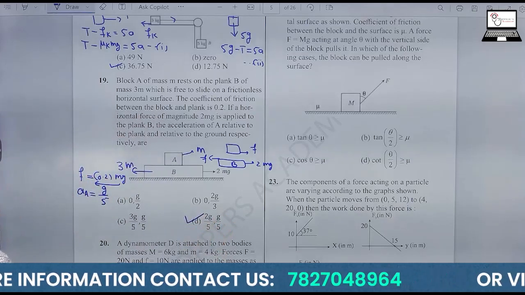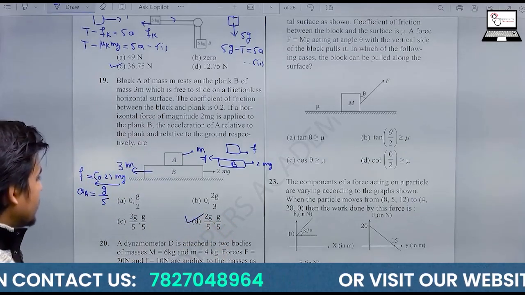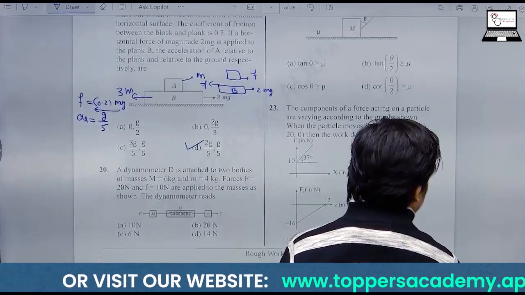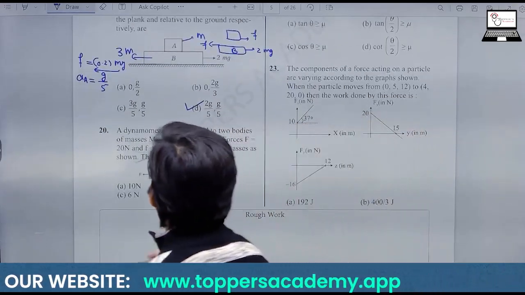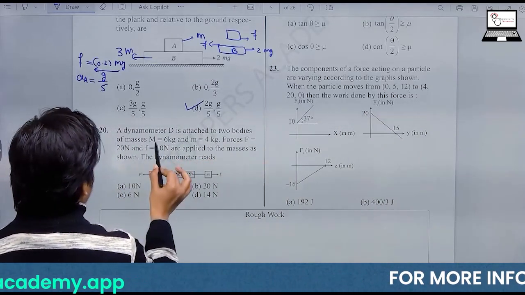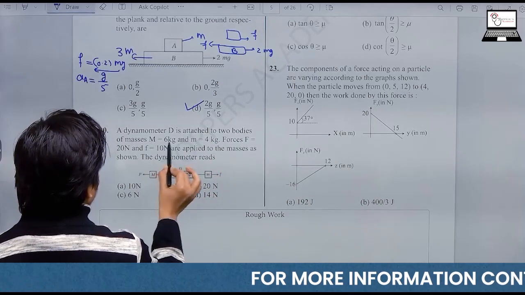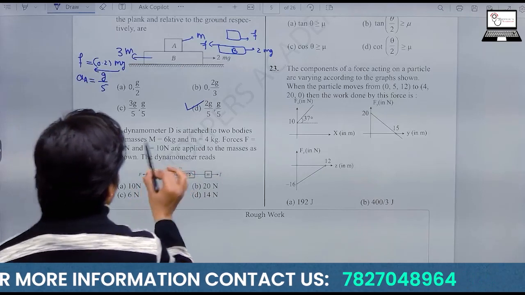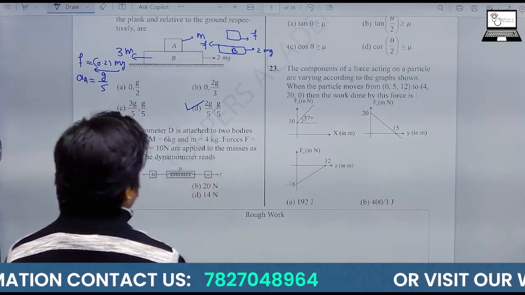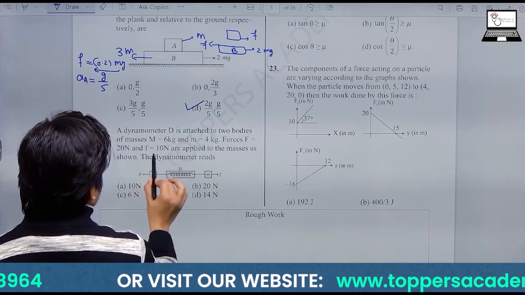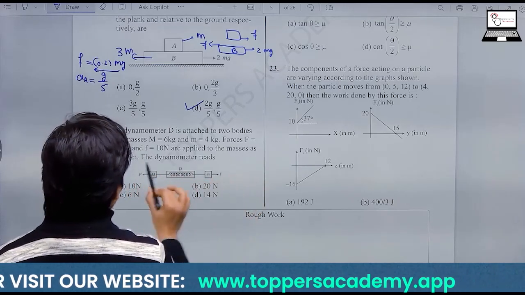Okay, the correct option is 2g by 5 and g by 5. Now question number 20. A dynamometer D is attached to two bodies of mass M. That capital M is equal to 6 kilogram, small m is equal to 4 kilogram. Forces F equal to 20 Newton and 10 Newton are applied to the masses as shown in figure.